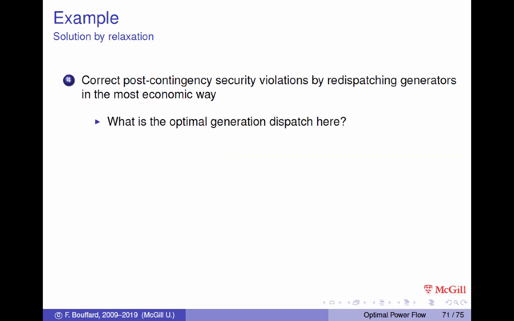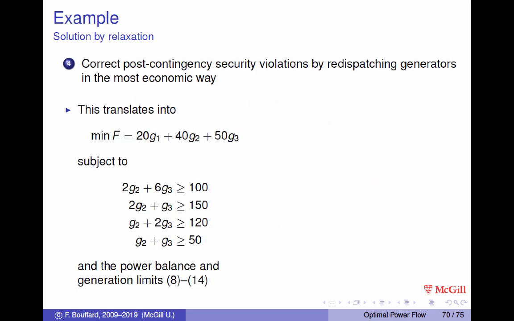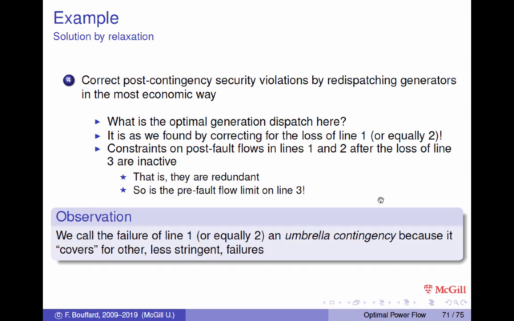So what's the generation dispatch? It's exactly what we found before. So it is as we found by correcting for the loss of line 1. All the constraints aside, the green and the cyan one, which are over here, are inactive. So in fact, they are redundant. And so is effectively also the pre-fault flow on line 3.